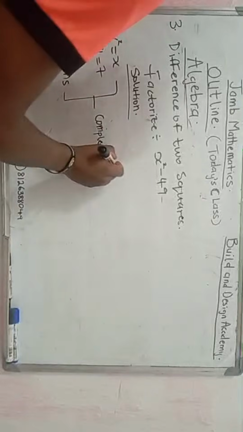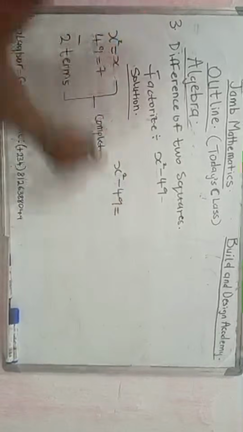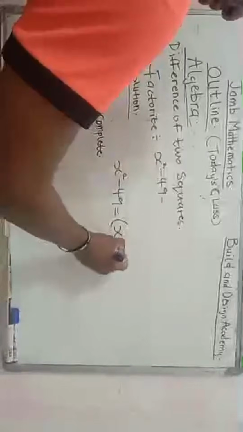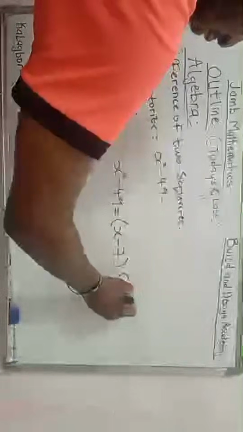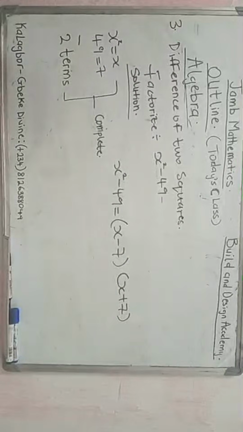So we now have that x squared minus 49 will give us x minus 7 into x plus 7. So this is what we do when you see a question like this on difference of two squares. You don't need to waste time. Just check if the requirements are there. And if the requirements are there, then you proceed to calculating.